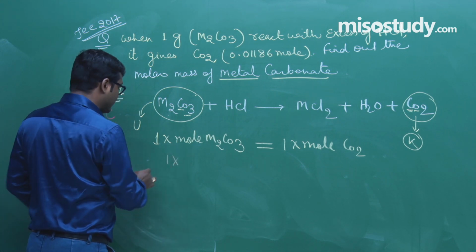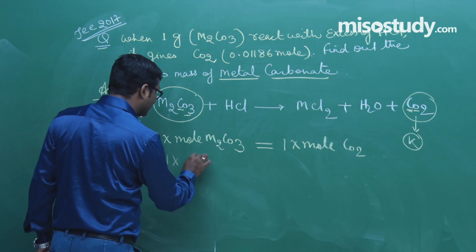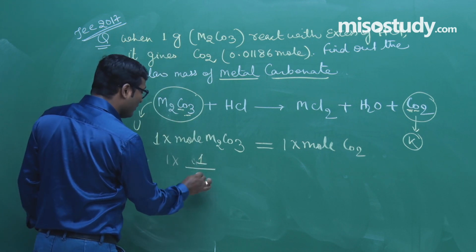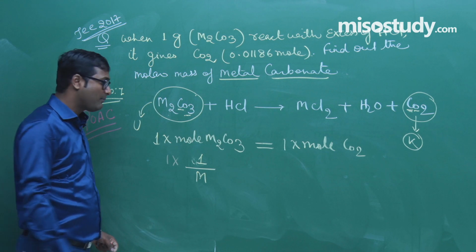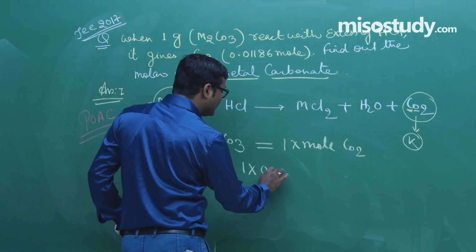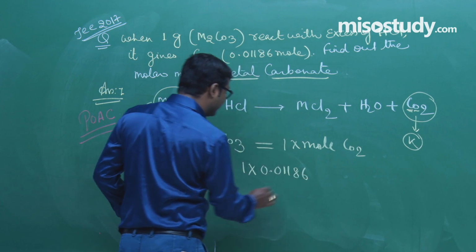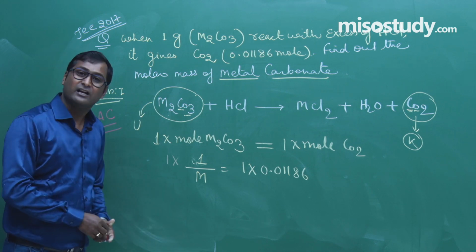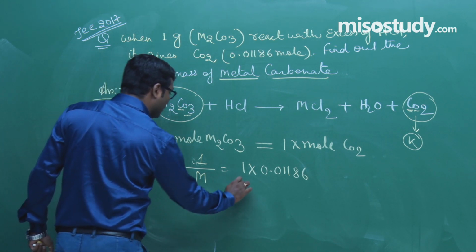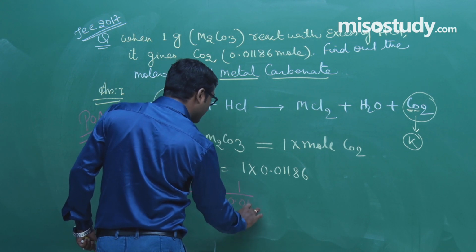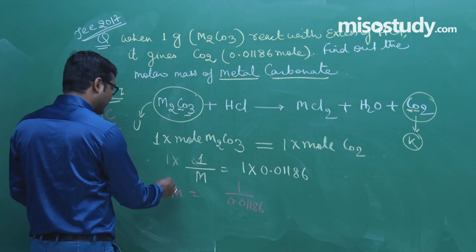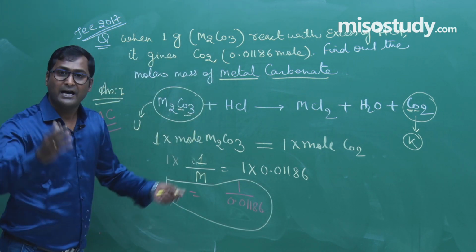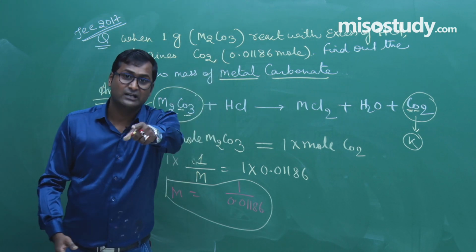As we know, mole is equal to given mass upon molar mass. Given mass is given. Molar mass we do not know. So put here 1 into 1 upon m. And what is the mole of CO2? 0.01186. Now you can get the answer within 30 seconds. So m is equal to 1 upon 0.01186. This is the answer. You can solve this question by using the simple method, the magic number method, or the direct formula also.